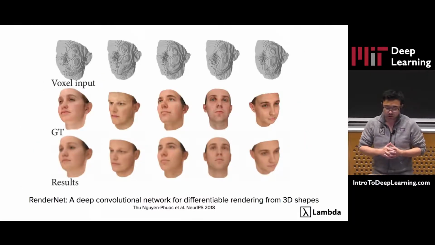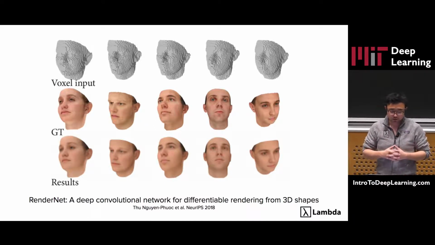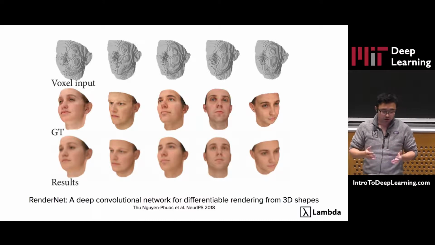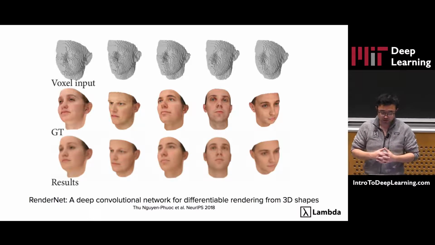These are some results of rendered texture models. The first row is the input voxel. The second row is the ground truth reference image. The third row is our result from RenderNet. As you can see, the ground truth image obviously has sharper details, but in general, the RenderNet is able to capture the major facial features and compute the visibility and shading correctly.